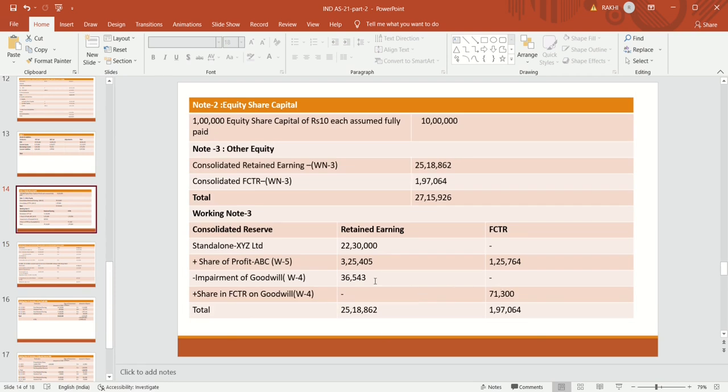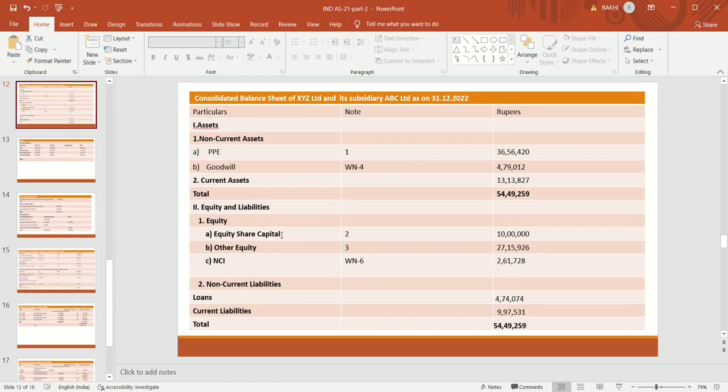So share of profits of ABC Limited, all these we will calculate. So retained earning will be 25,18,862. That is consolidated retained earning is 25,18,862, and consolidated FCTR will be 197,064. This is the other equity which we will take into the balance sheet as other equity, 27,15,926.